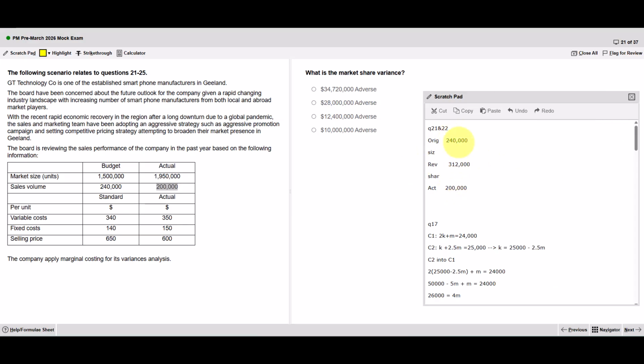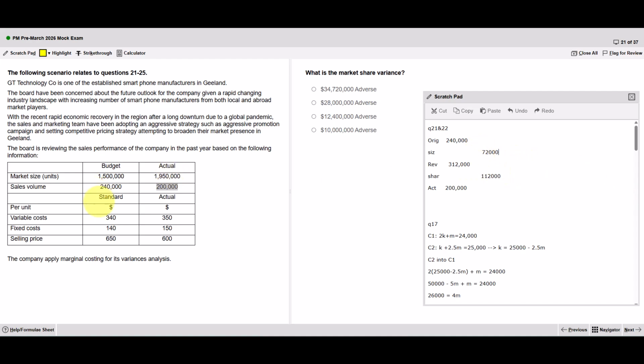So once we've got our original, revised and actual, we need to find the difference between each pairing. So there's a 72,000 difference here and 112,000 there. Some people like to use positives and negatives. I prefer not to. It's up to you which way you do it. If you do like I do, I work out my variance and then I look back and work out, is it adverse or favourable? I think I'm less likely to make a mistake.